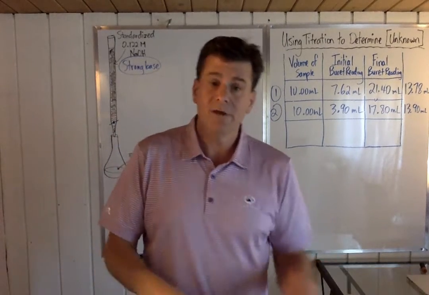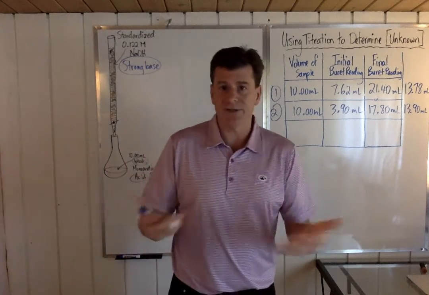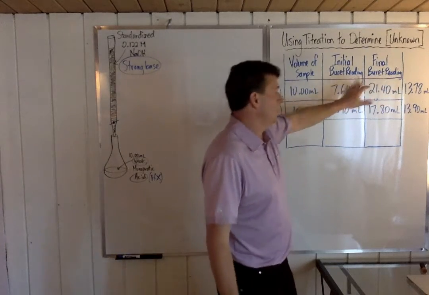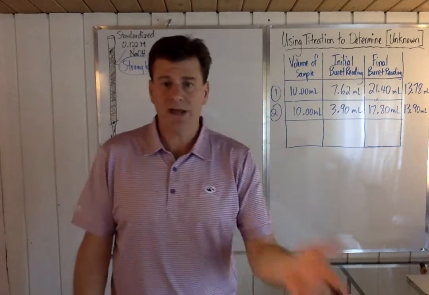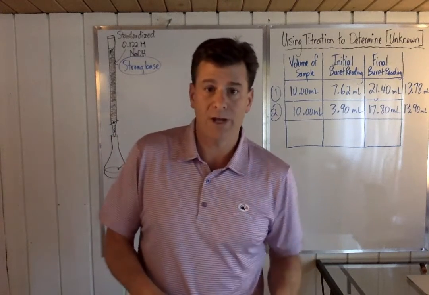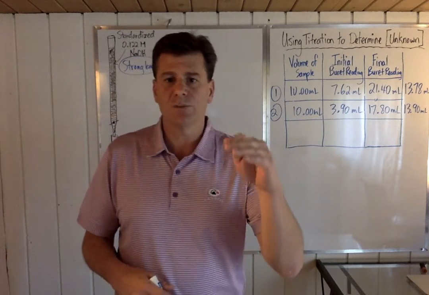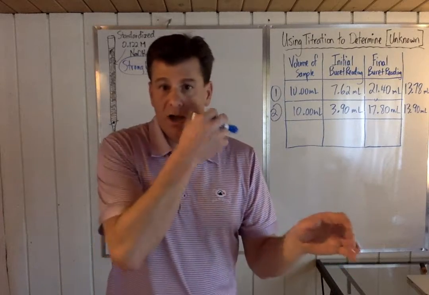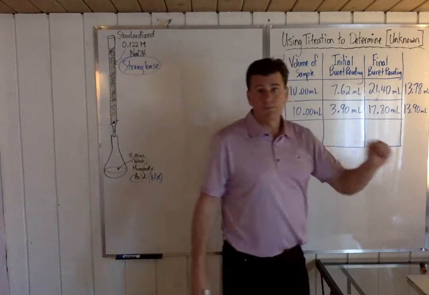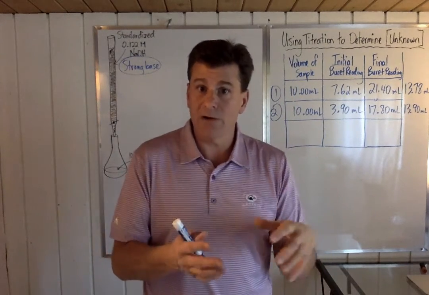Now are they close enough? So what you would do is you would take the average of them. You add the two together and you divide by 2. And the average of these two would be 13.84. So 1% of 13.84 would be 0.13 or 0.14 if you round it off. So are these values within 0.14 of that average? And so they are.